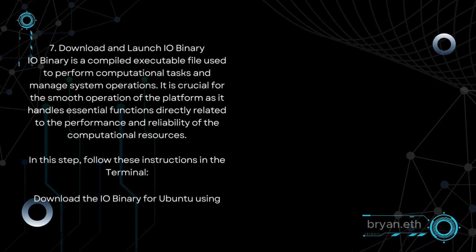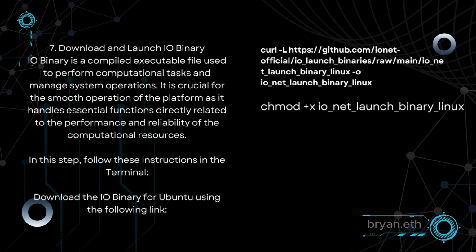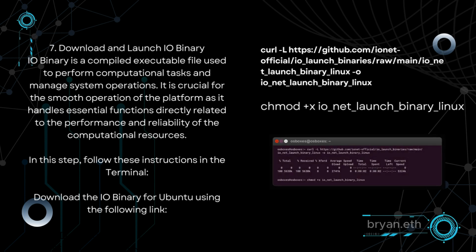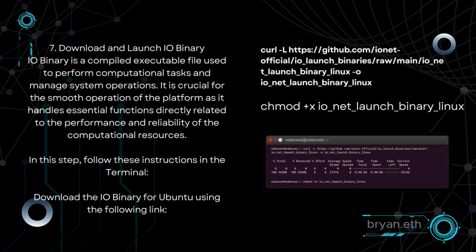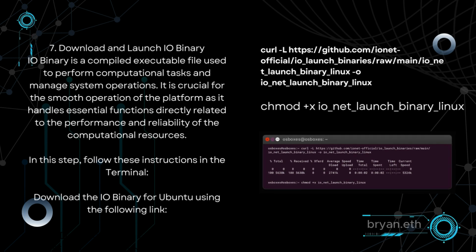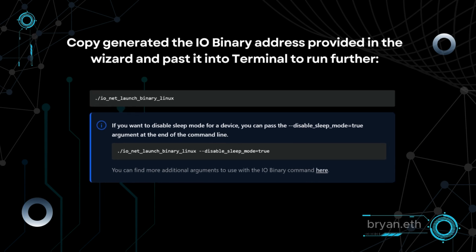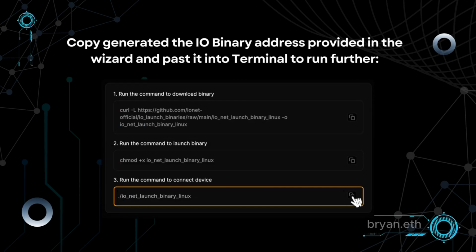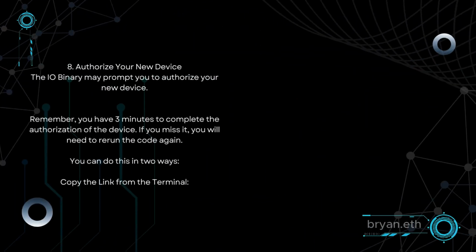7. Download and launch IO binary. IO binary is a compiled executable file used to perform computational tasks and manage system operations. It is crucial for the smooth operation of the platform as it handles essential functions directly related to the performance and reliability of the computational resources. In this step, copy the generated IO binary address provided in the wizard and paste it into the terminal to run it.